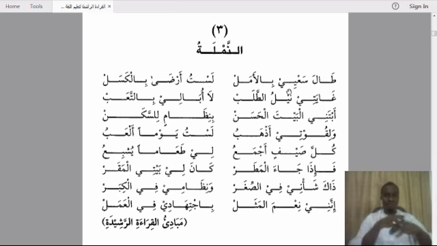Okay, now we come to the ajz. Now you know the terminology, so we can use it freely. We come to the ajz of the bait. It says lastu. Lastu is from laysa, not. So we say lastu arda, I am not pleased. Arda is I'm pleased. Lastu is a negation, so he negates it. I am not pleased bil kasal. Kasal here is laziness. I am not pleased with laziness. Laziness doesn't please me. Lastu arda bil kasal.